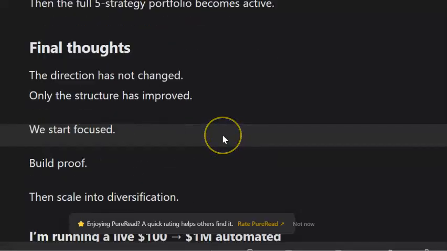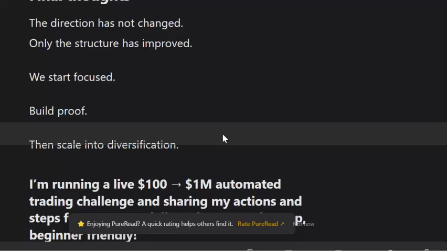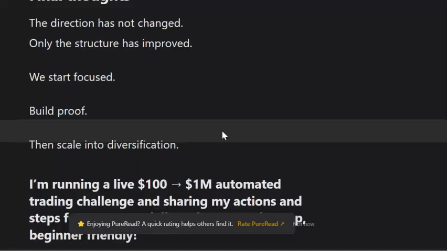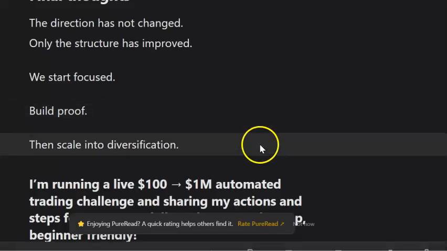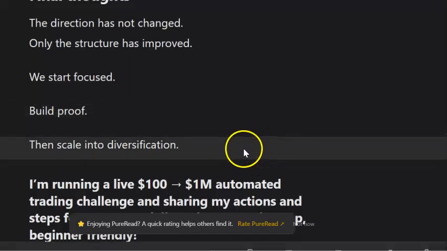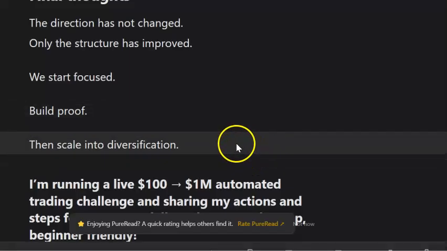So that's it basically for this video. The direction has not changed. We've just improved the structure of the game plan, so that we can start focused on something that will give us potential profits faster, so that we can start seeing some profits on the challenge.